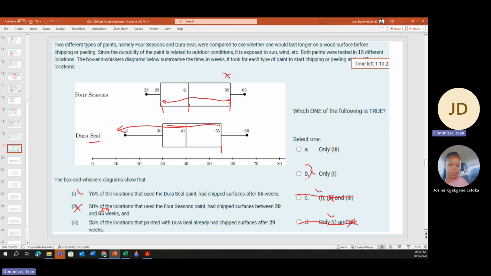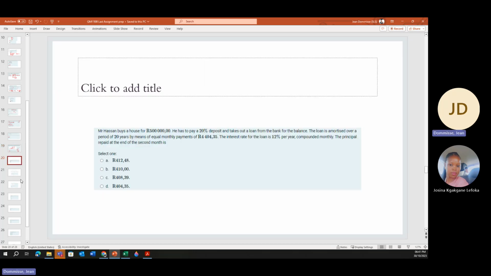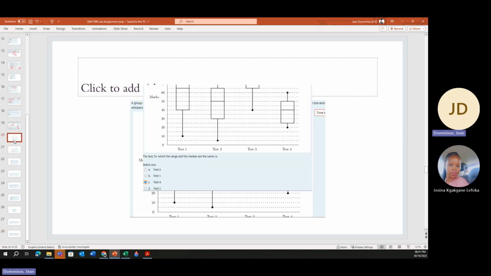Okay, so then that is probably going to be our answer. 25% of the locations that painted with DuraSeal already had chipped surfaces after 29 weeks, so it should be 50, so that is also wrong. Okay, so B is the correct one. Happy with that. Cool. Let's see if there's any more.